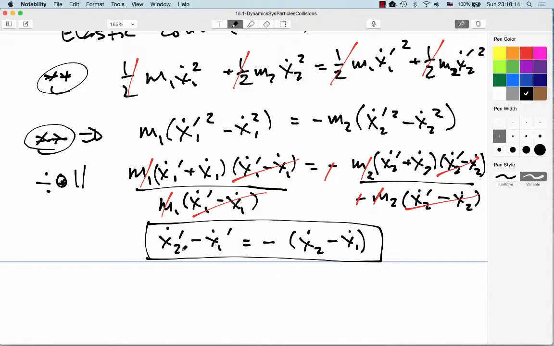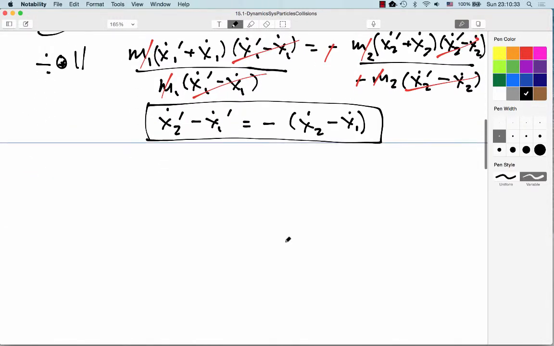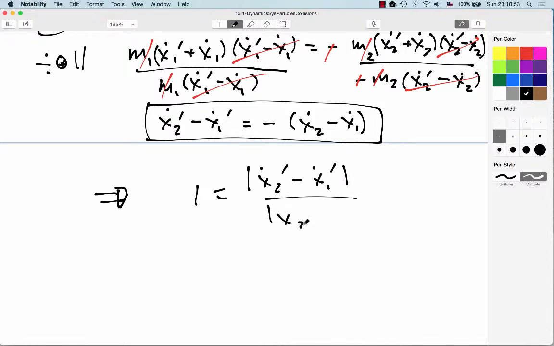All right, what does that mean? Well, if you look at that, we're saying that the velocity of recession is the negative of the velocity of approach. Or you can say the approach and recession speeds are the same. Obviously, when you're approaching, it'll be an opposite sign for the velocity than when you're receding. So I could write this a different way, which seemingly isn't that useful, but we'll see that it is. I could rewrite that as 1 is equal to the absolute value of x2 dot prime minus x1 dot prime over the same thing without the primes. So that's just the ratio of the speeds.